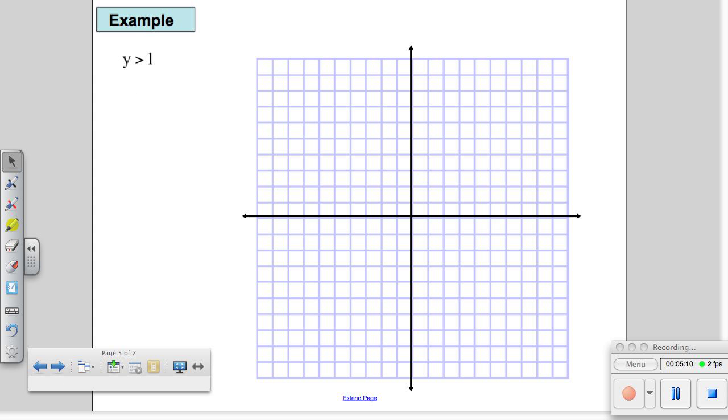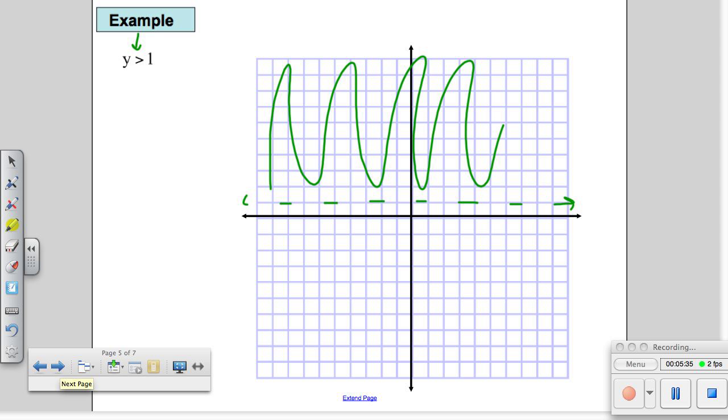Here's a y equals. Remember, a y equals line is a horizontal line, so we'll draw a horizontal line at 1. And actually, this one should be dashed because of the greater than sign. And we want to shade all the y's that are greater than 1. So we're going to shade all the y's greater than 1.